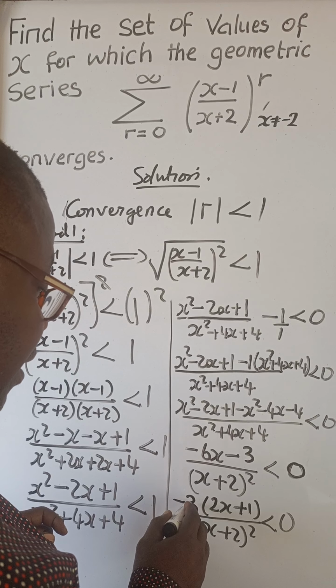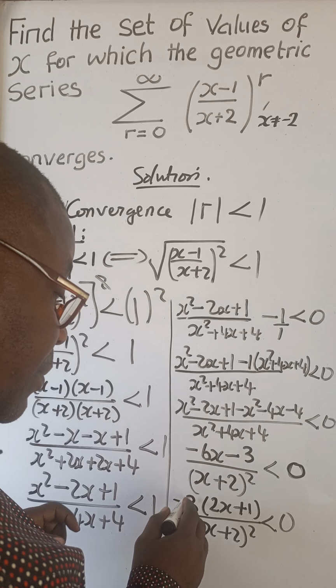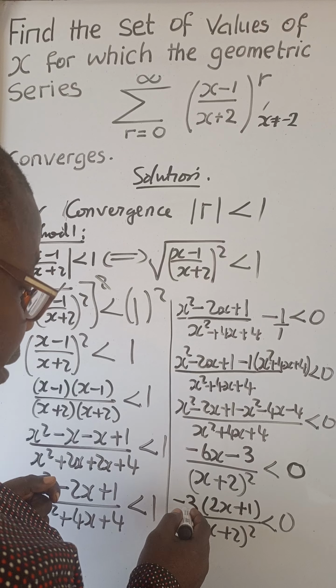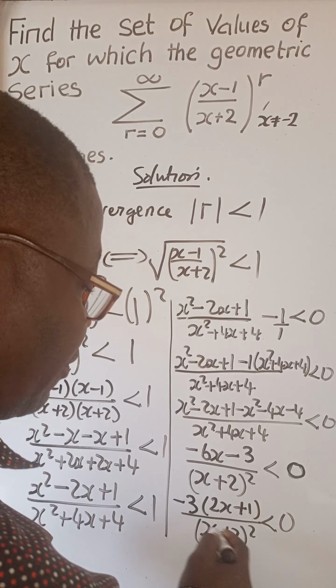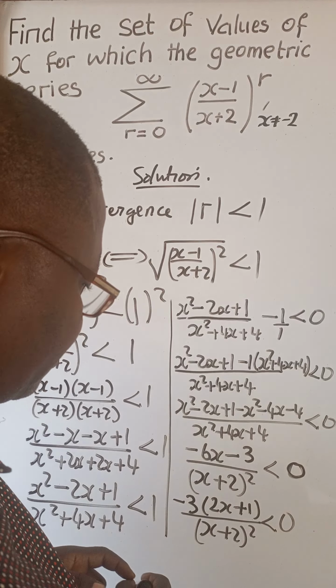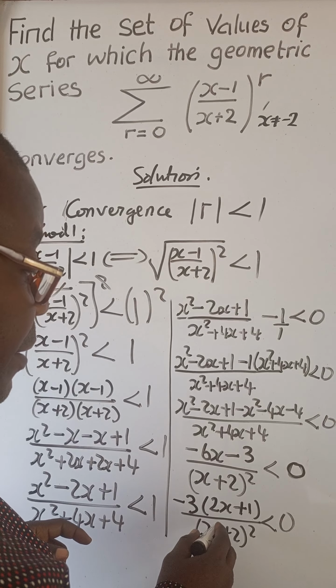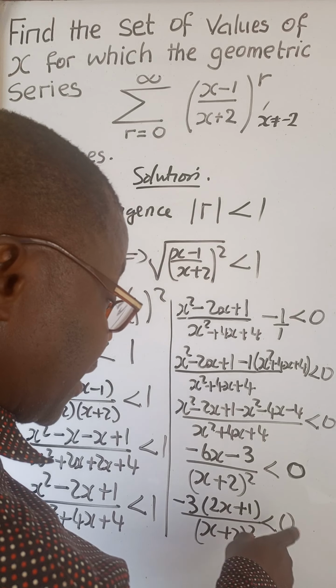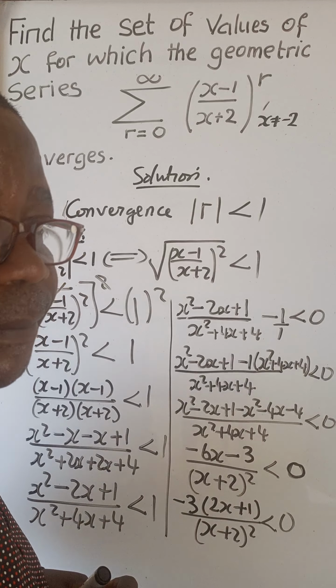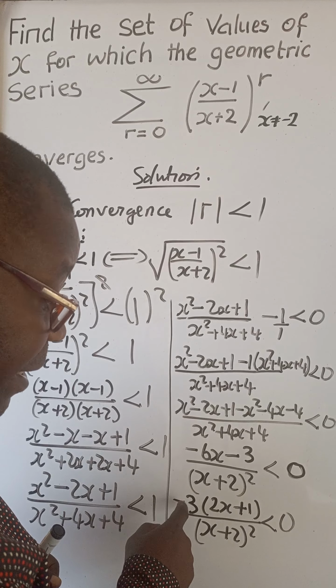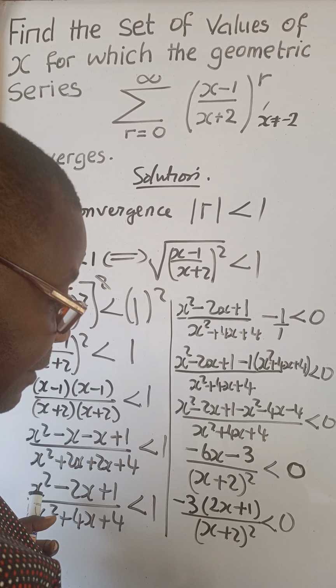Again, at the numerator, negative 3 is a constant. It will always be negative forever. So it will also have no role to play in the overall sign of this rational inequality. The only member that has a role to play concerning the sign will be this 2x plus 1. This one is a constant, will always remain negative 3. This one will always be positive.